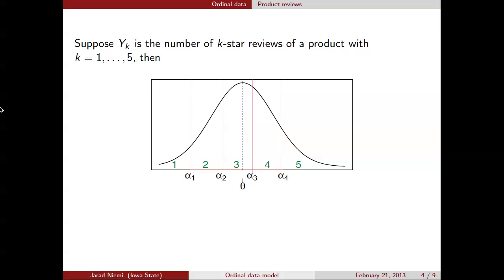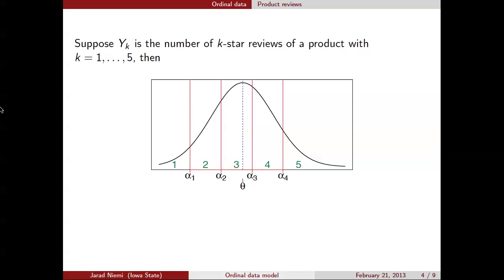So far, you're just thinking about these alphas as being known quantities. We're talking a little bit about how you'd go about estimating them. And now we have some normal distribution, and its mean is theta. So it's whatever it is. In this case, I made theta be between alpha 2 and alpha 3, but it could be anywhere.